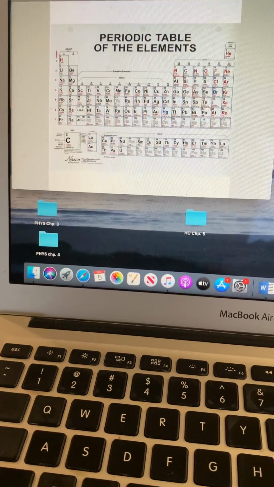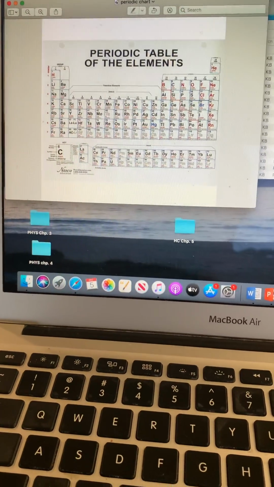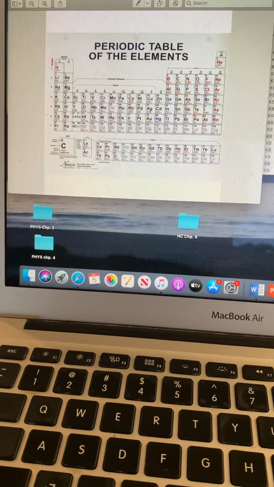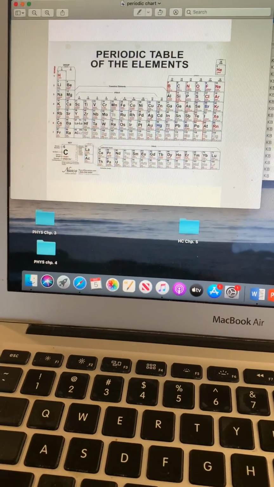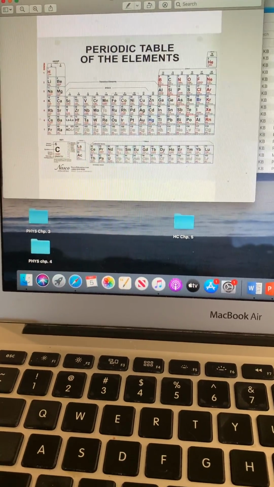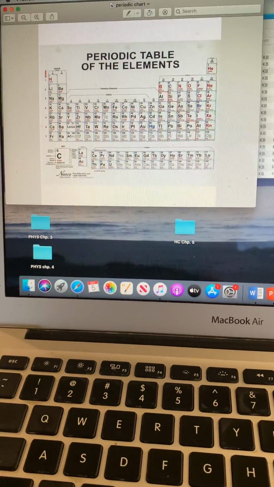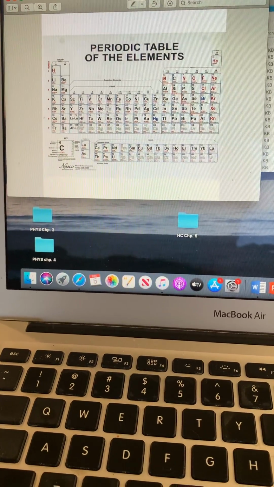Today what I'm going to help you do is figure out how to do electron dot diagrams, or sometimes these are called Lewis dot diagrams. There is a worksheet where you will practice. I'm showing you my periodic table because we are going to use that first, and then we will try something else.